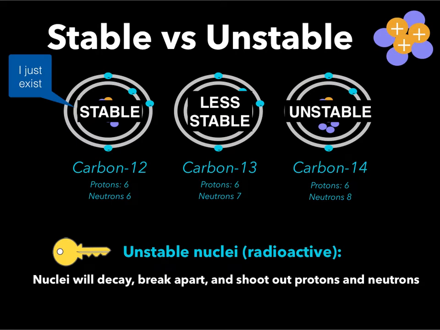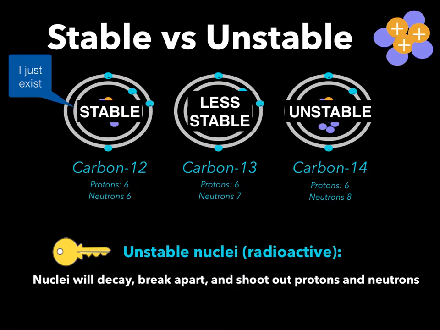So let's talk about stable versus unstable. We have three examples right over here. This is an atom of carbon-12 where you have 6 protons and 6 neutrons. Then you have carbon-13, which has 6 protons and 7 neutrons. And lastly, we have carbon-14, where we have 6 protons and 8 neutrons. The first carbon we're going to call stable. So nothing really happens to stable nuclei. They just kind of exist. They don't do anything, nothing changes, they're just there.